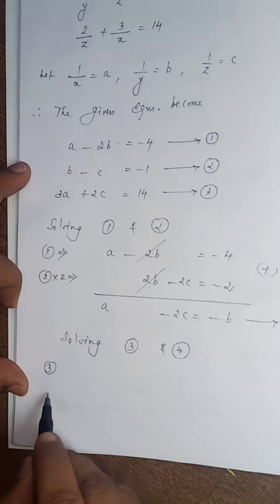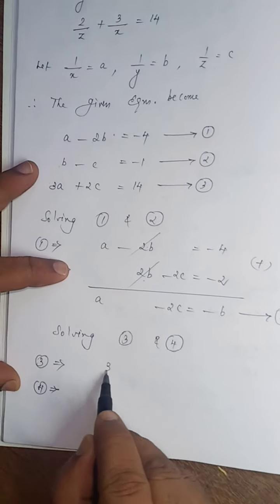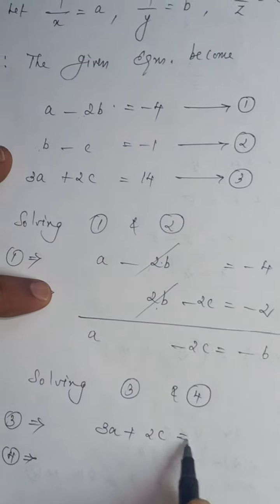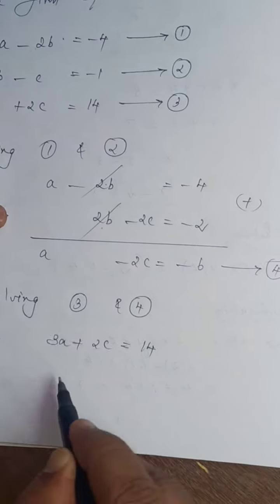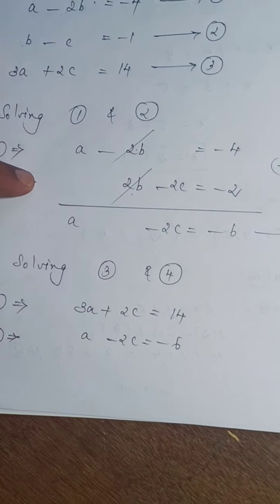So write the third and fourth equation as it is. Third equation 3a plus 2c, that is equal to 14. Fourth equation a minus 2c, that is equal to minus 6.